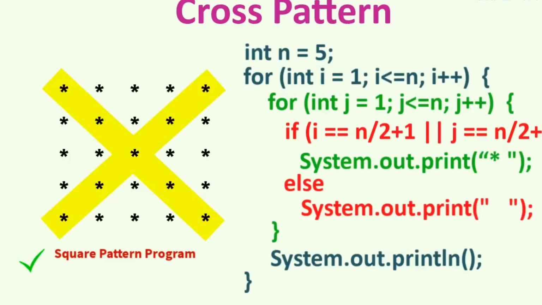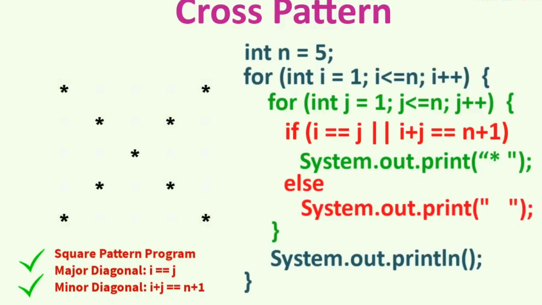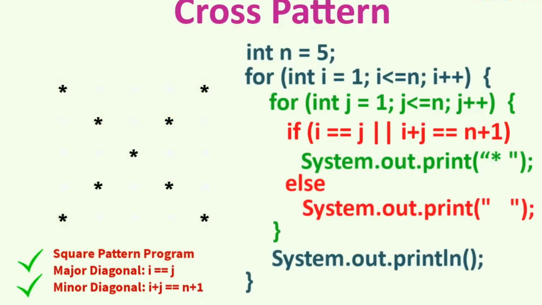Now what if it was a cross pattern? This actually means print the diagonals. We learned earlier the major diagonal has i equal to j and the minor diagonal has i plus j equal to n plus 1. So we will just change our if condition in the nested loop for this, and if you run it, it will give you the cross pattern.